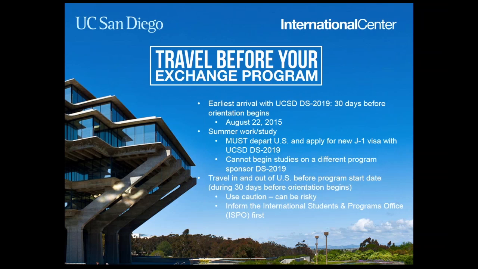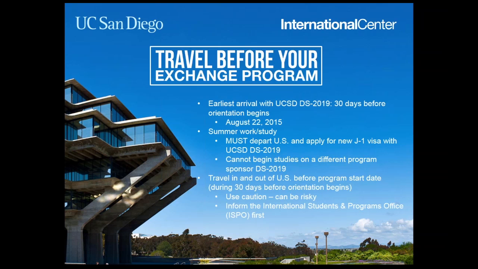We understand that you may want to come to the United States before your program of study at UC San Diego begins. Some wish to take part in work or study programs or simply travel beforehand. Please be aware that the earliest arrival permitted with your UCSD DS 2019 is August 22, 2015. This is 30 days before your international student orientation begins here.